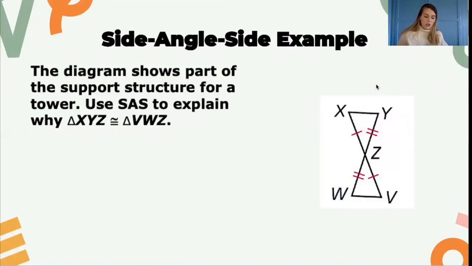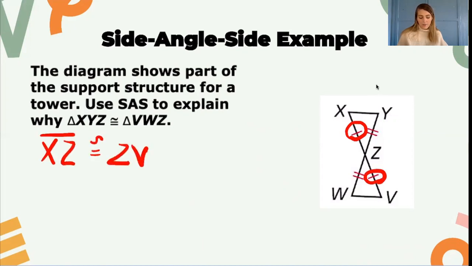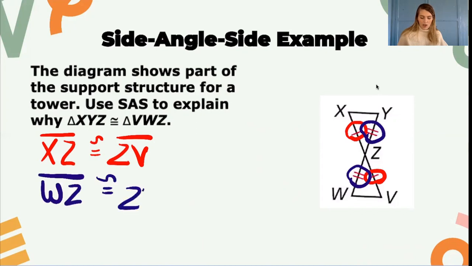I'm going to start by looking at what is given to me in the picture. So I see one hash mark here and one here. So I can say that XC is congruent to ZV. I see two hash marks here and two here. So I can say WZ is congruent to ZY.